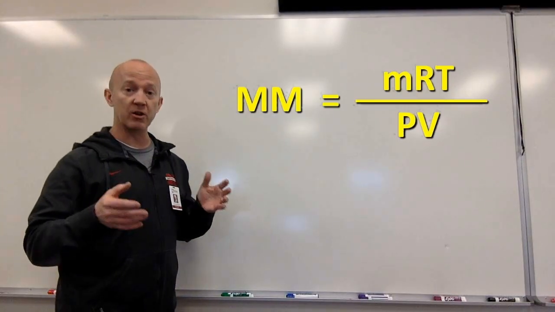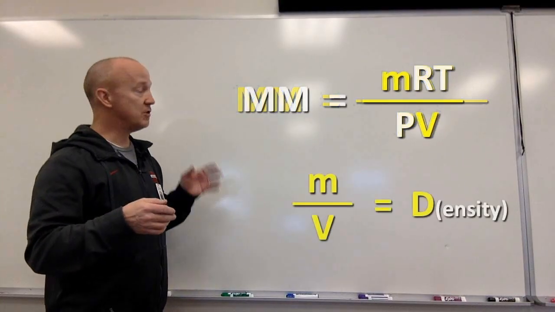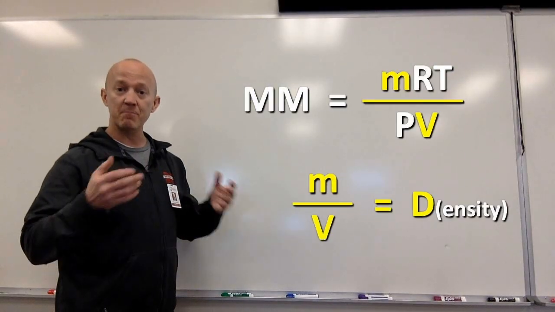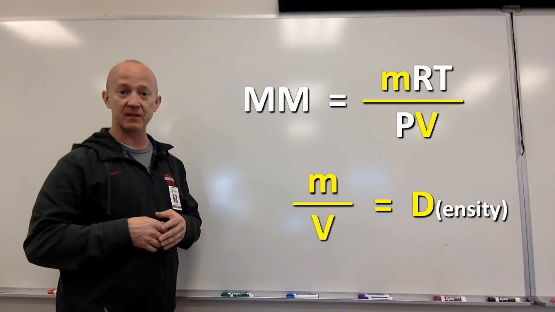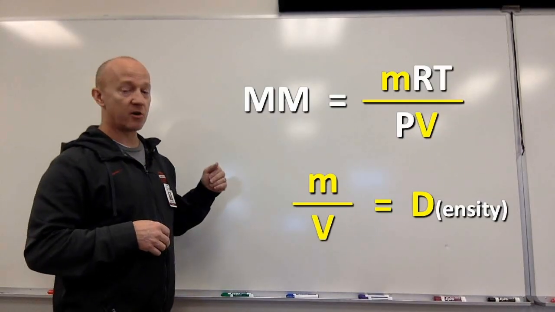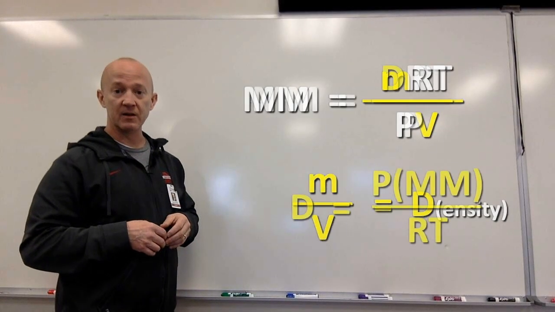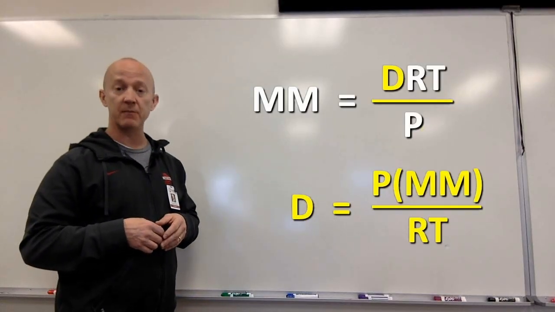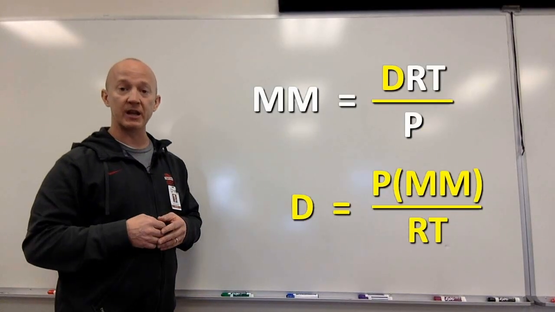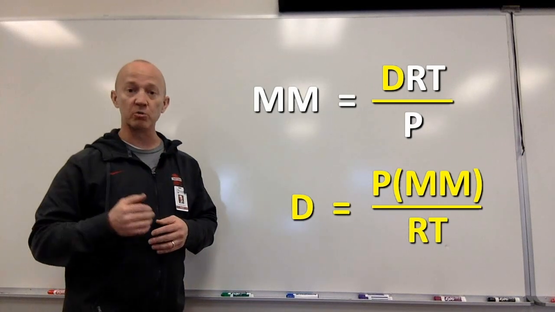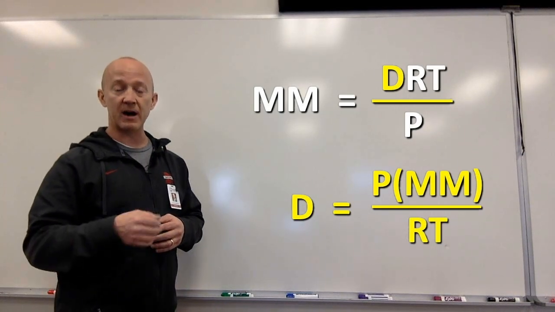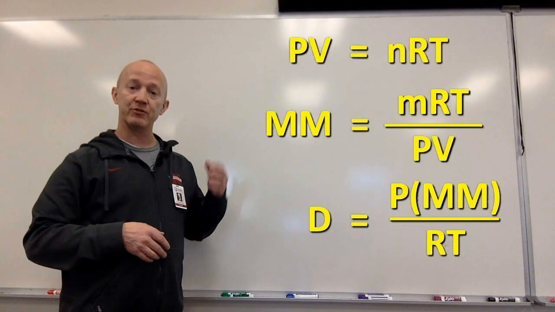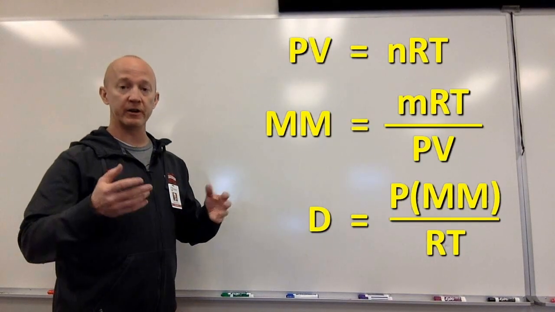If you look closely, we can also solve for density. Notice in this equation we have mass on top and volume on bottom. Mass per unit volume is density. So if we substitute mass over volume with a D for density, we get molar mass is equal to density times RT divided by P. If we rearrange, we get density is equal to the molar mass times the pressure divided by R and temperature. So from one ideal gas law, we now have 2 other equations as well that are very useful to us.